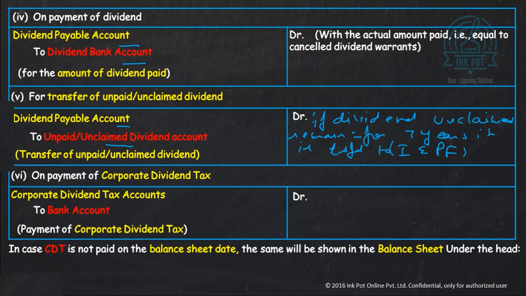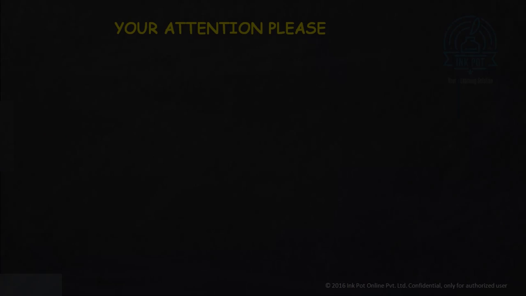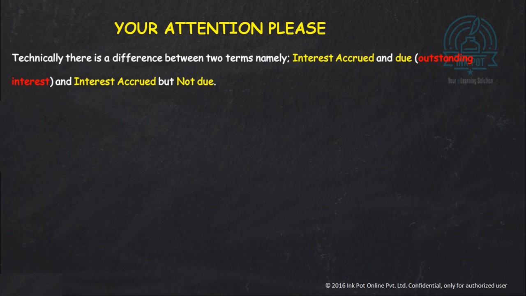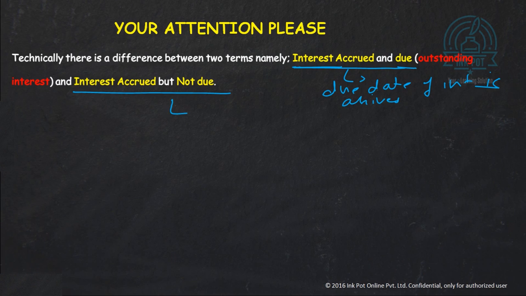Now, I mentioned in the beginning of this presentation that we are going to distinguish between interest due and interest accrued: interest accrued and due, and interest accrued but not due. What is the difference between them? Interest accrued and due means the due date of interest has arrived. In the other case, the due date of interest has not arrived.